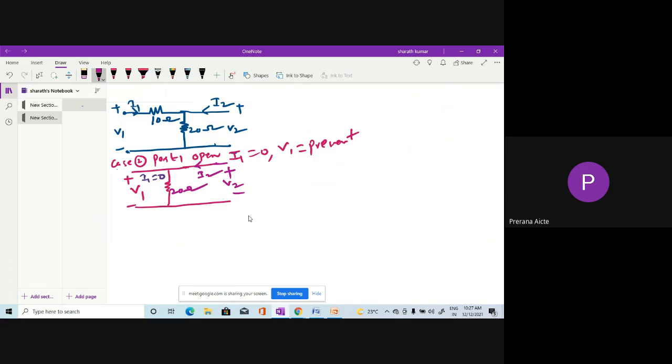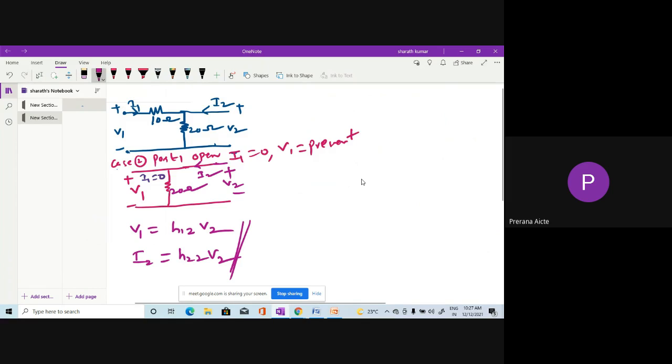What are the equations we will be getting because of this port 1 open? We get V1 is equal to H12 V2, and I2 is equal to H22 V2. These two equations will be available because of this port 1 open. So from this we can easily trace out our remaining parameters.